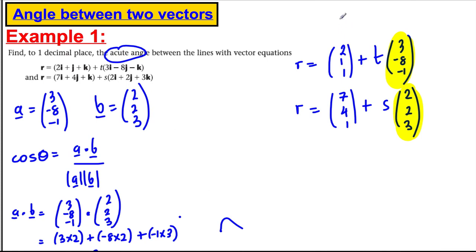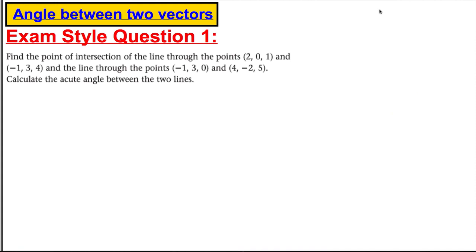Now it's time to try a few exam questions. These exam questions will use all of the knowledge of the previous 8 or 9 videos in exam style questions. So you may want to pause the video, have a go, and if you're stuck, you can watch me go through it and see the style of question. Okay, so here's an exam style question.